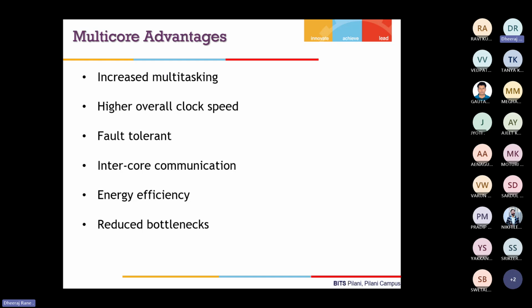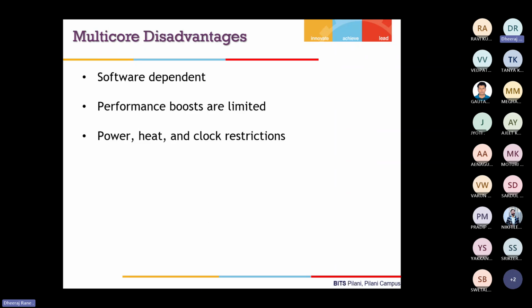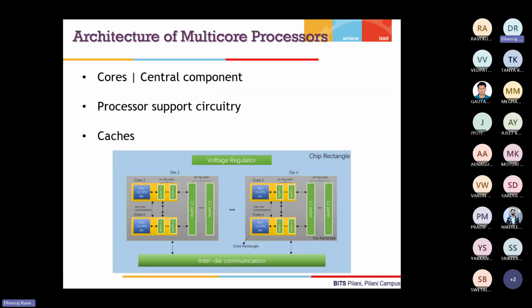Multitasking will be increased, higher overall clock speed. Rather than clock speed, I'd prefer to say higher overall performance, right? Then fault tolerance, because now we are dealing with a parallel system, so it is somewhat fault tolerant in nature. Intercore communication, energy efficiency, and definitely bottlenecks will be reduced if we have multiple cores, right? So these are some of the advantages of multi-core.